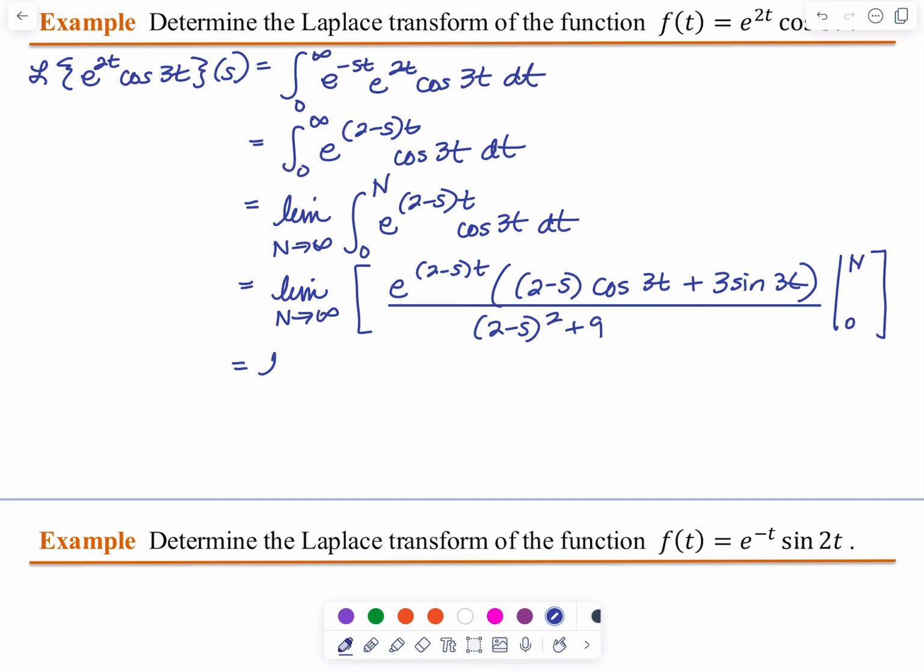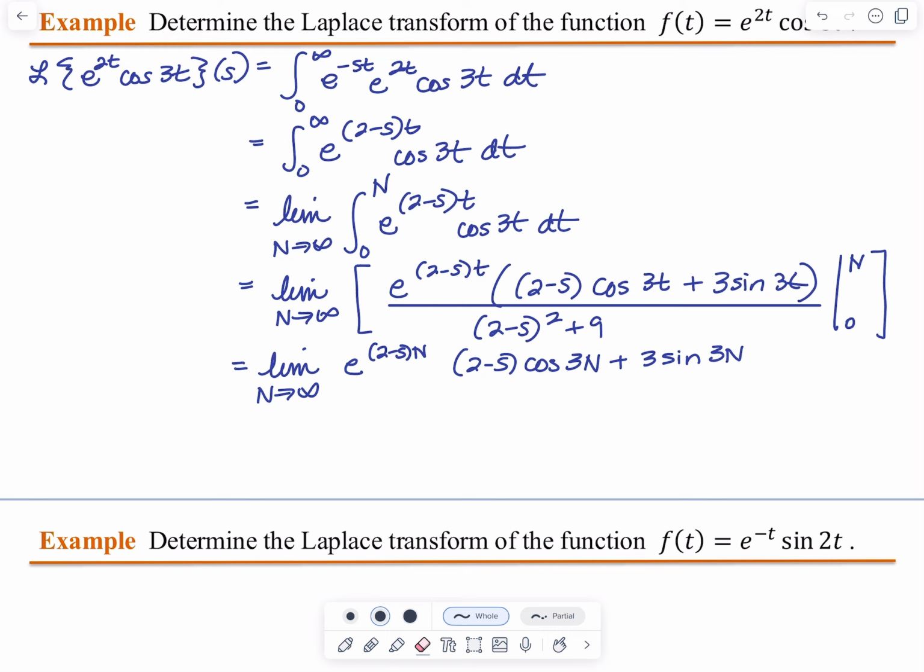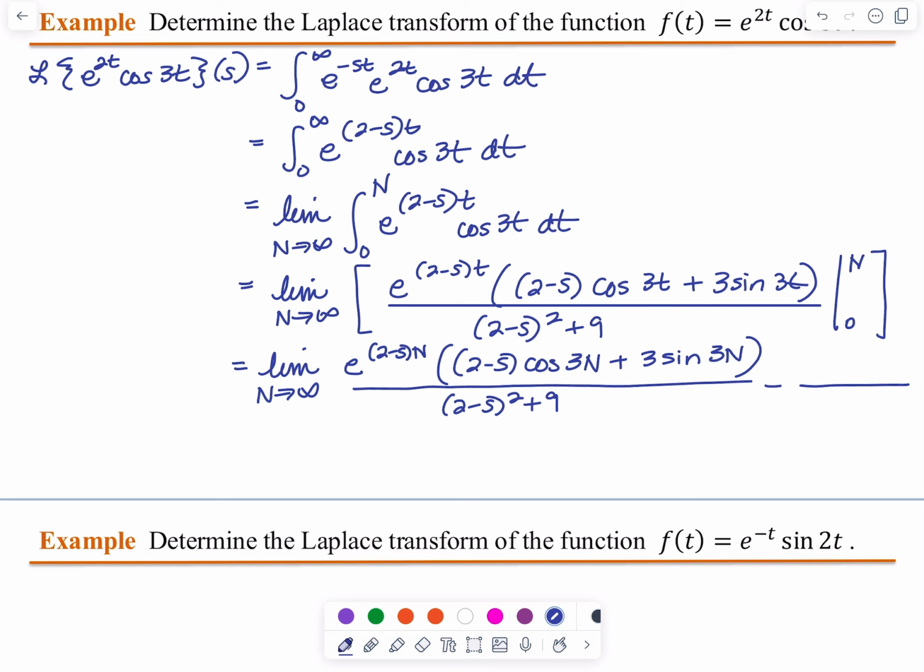So now we have the limit as n approaches infinity of e to the 2 minus s multiplied by n, 2 minus s cosine of 3n plus 3 sine of 3n, all divided by 2 minus s squared plus 9 minus, we're plugging in a 0 now, and of course we're just left with 2 minus s.